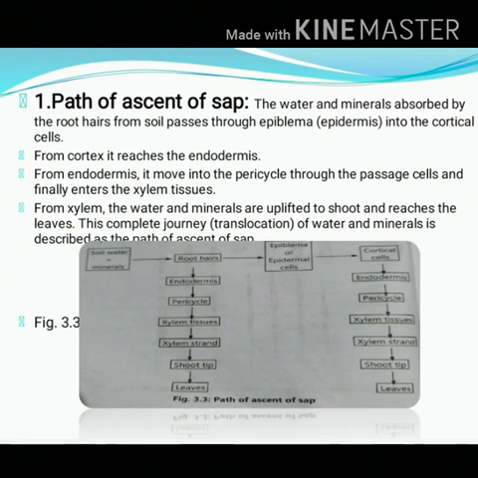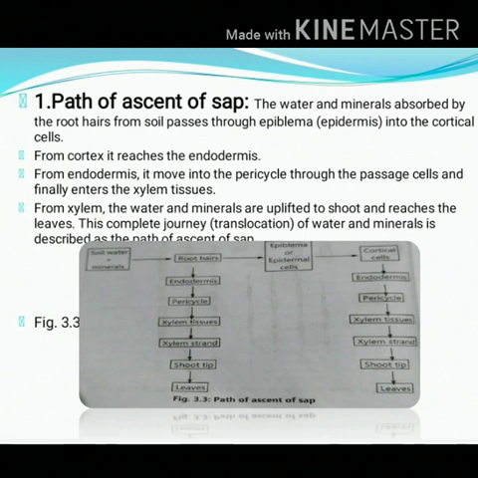This complete journey or translocation of water and minerals is described as the path of ascent of sap. Look at the slide. The figure 3.3 shows a path of ascent of sap in which soil water and mineral, that is sap, is firstly absorbed by root hairs and then it passes through endodermis, from endodermis to pericycle, pericycle to xylem tissue, and from xylem tissue to xylem strand, and xylem strand circulates and uplifts this water to root, shoot tip and leaves.